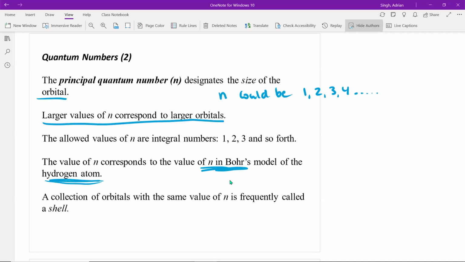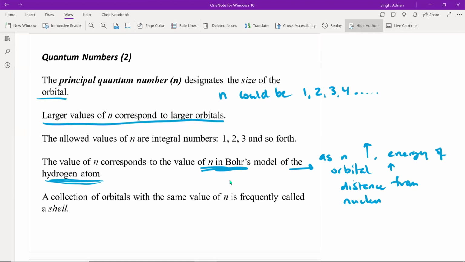All right, so we can say then as our principal quantum number n increases, the energy of the orbital increases as well. The distance from the nucleus increases, right? And then the larger, obviously, the orbital is.